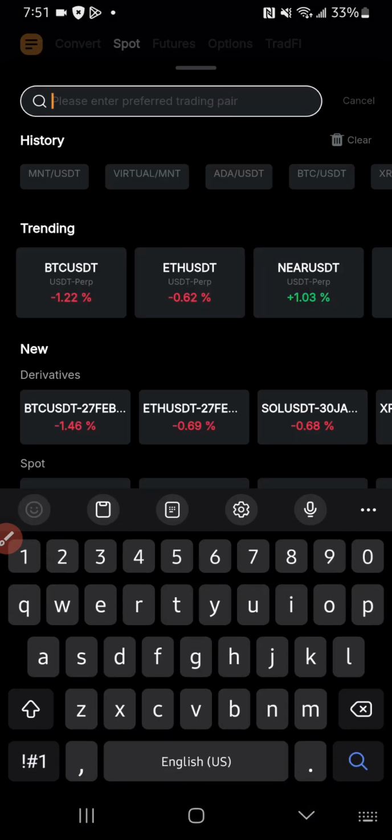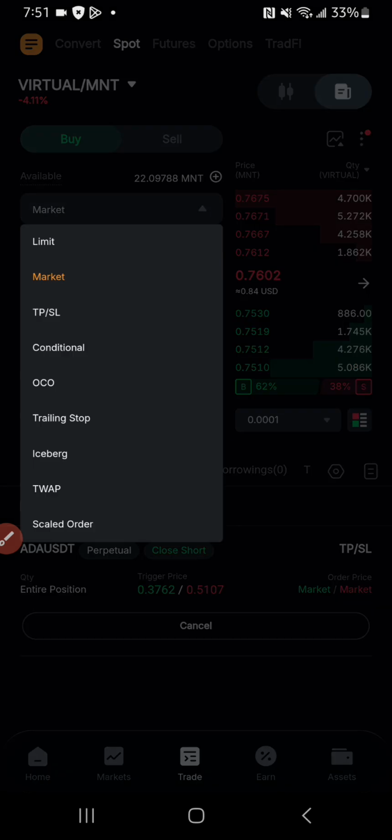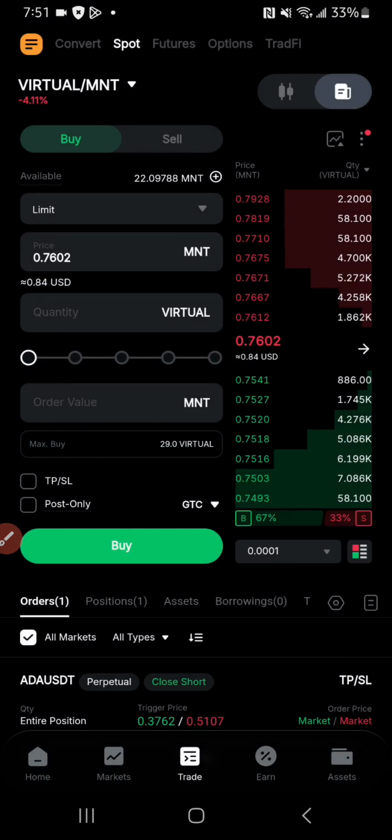Then we will need to go back to the first one. The first one is going to be Virtual MNT. Then we will use that MNT to buy Virtual, apparently. So we will need to place a buy limit order this time around, which means we change the order type to limit.